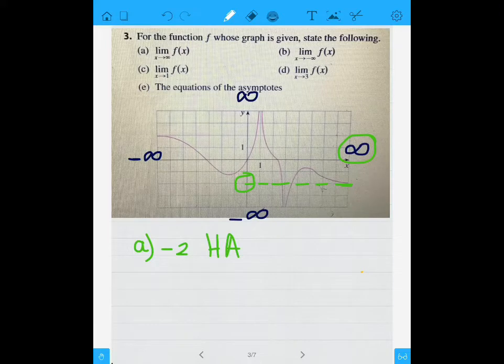Part B, we have the limit as x approaches negative infinity. Negative infinity here. We see the line, and we go to the negatives. We draw the horizontal line. What is the number? We have 2. Also, this is the horizontal asymptote.